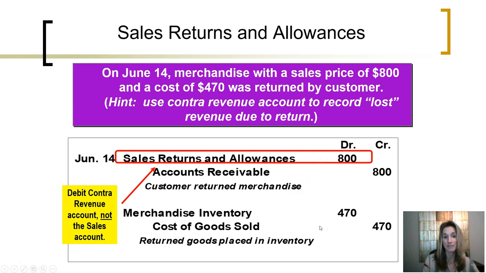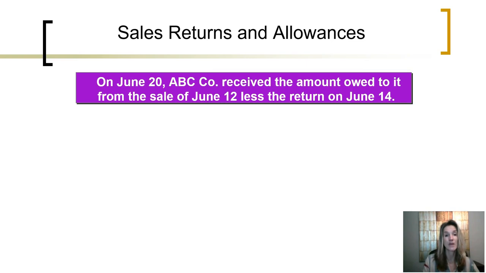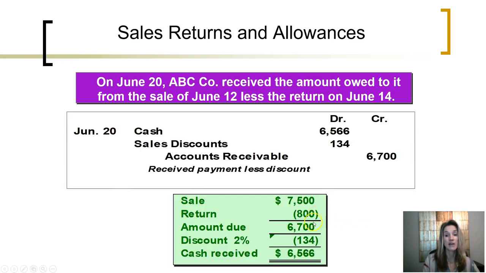Because some of the inventory came back to us, we need to also increase the inventory because we now have it again, and decrease cost of goods sold because that inventory really hadn't been sold, so we need to decrease the expense that we had previously recorded. When we receive payment from the customer for the amount that they had purchased, less the return, we are going to be receiving $6,566. $7,500 was what they originally purchased. They returned $800 of it, so they really only have an account receivable with us of $6,700.